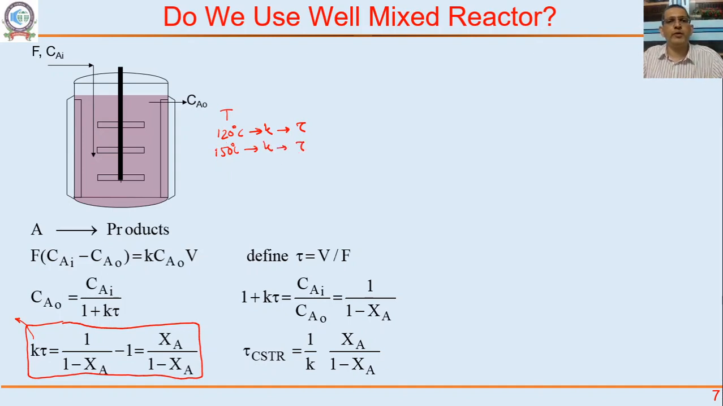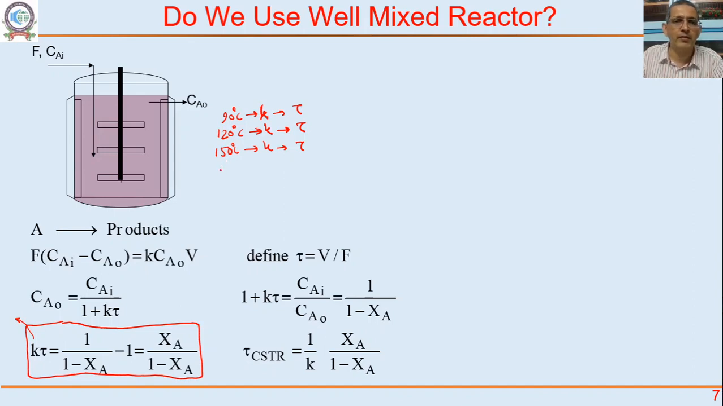Suppose I don't want to do the reaction at 120 degrees centigrade. Nobody has forced me to. That they studied it at 120 degrees in the laboratory doesn't mean we have to operate the plant at 120 degrees centigrade. Maybe we'll do the reaction at 90 degrees centigrade. We'll get K, we'll get the corresponding tau. Because we know E by R now, we know the energy of activation, so we can calculate K at any temperature.